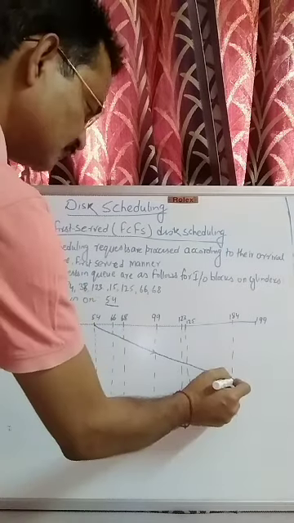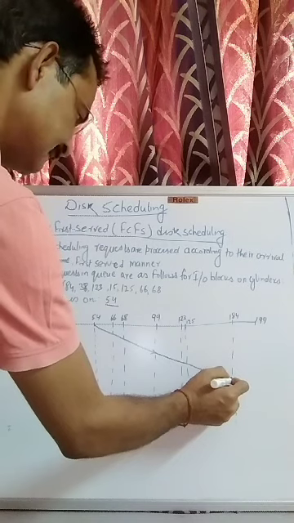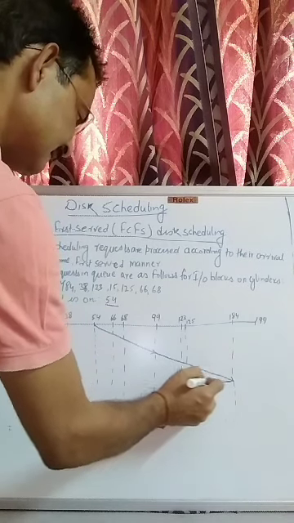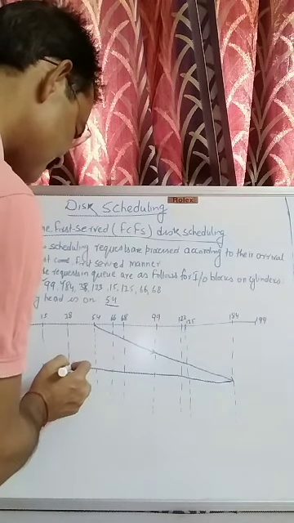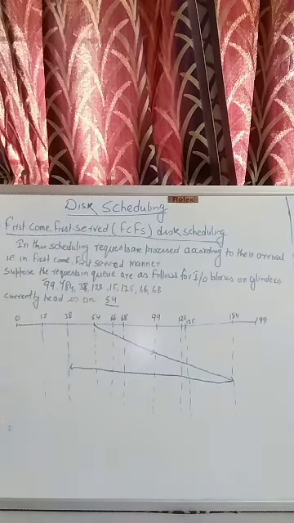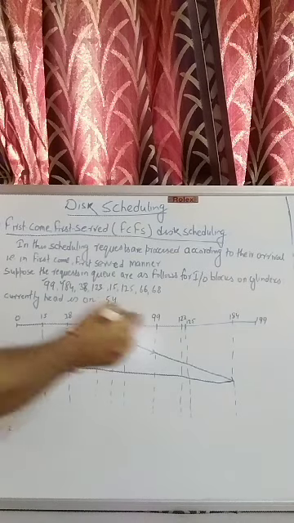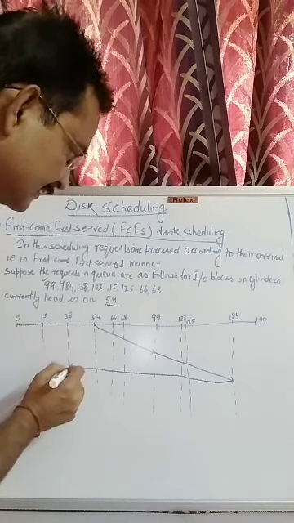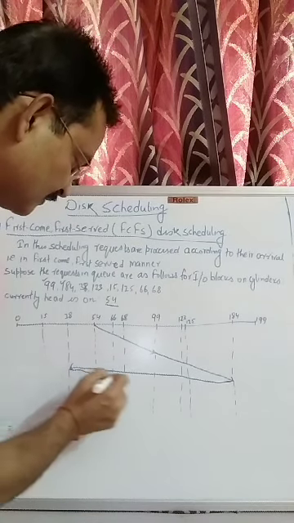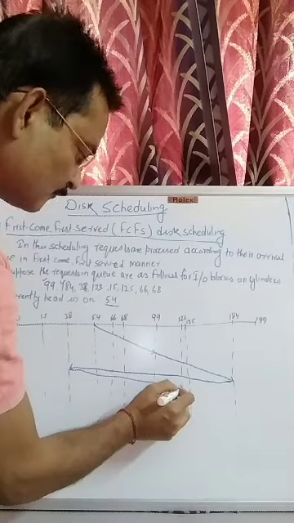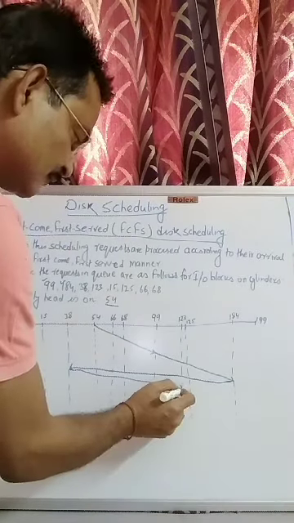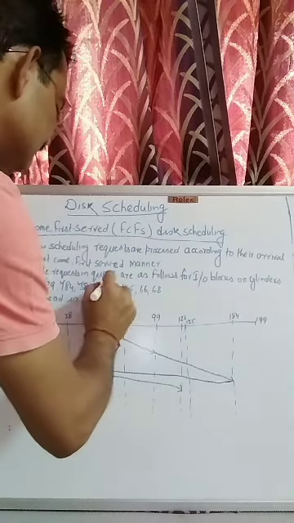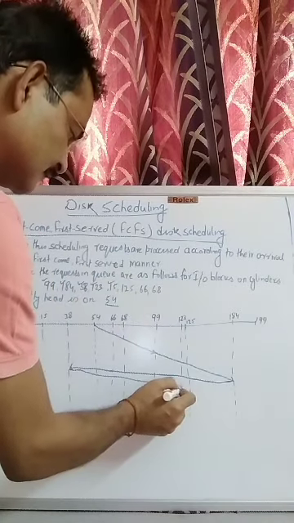Now the next request is 38. So again the disk head moves from 38 to 123, then from 123 to 15.